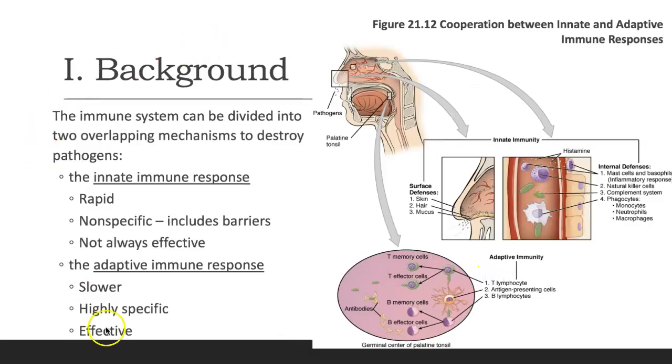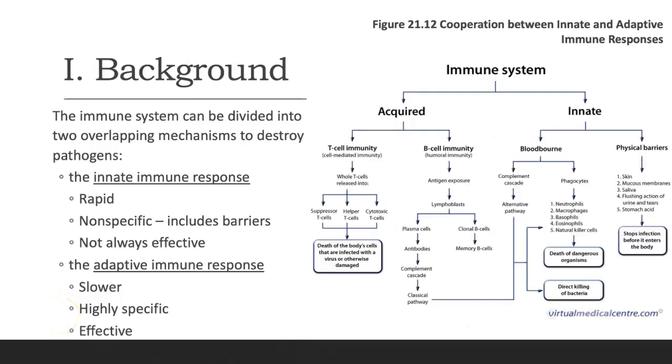First, let's do a quick little background. We know that we've got two immune systems. Our innate immune response is going to be non-specific, so we'll have some physical barriers in here. It's going to be rapid and not always as effective as our adaptive immune response. The adaptive response will take more time because we are going to tailor make a defense. It's highly specific and effective. And here's a little schematic to talk about those two different systems.